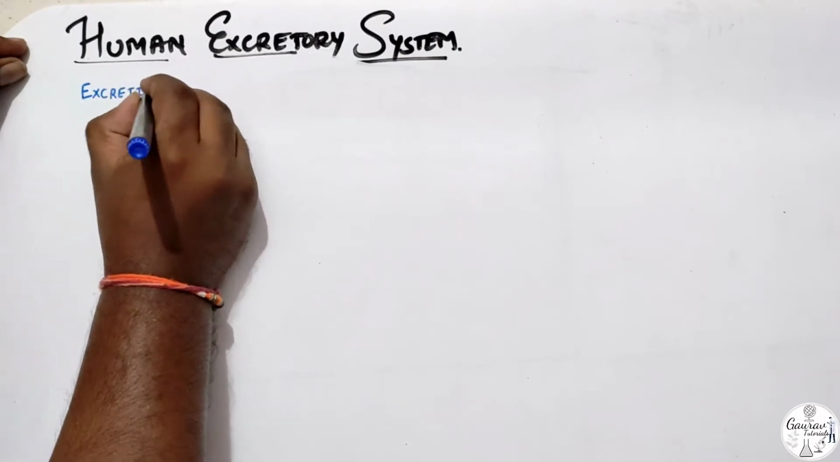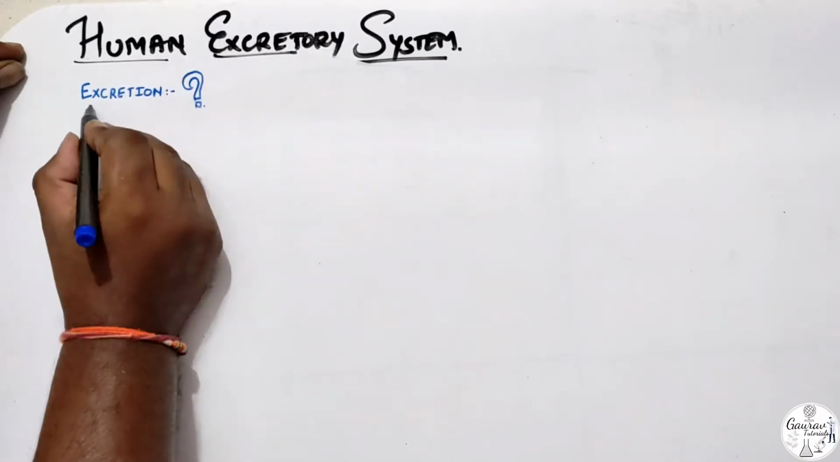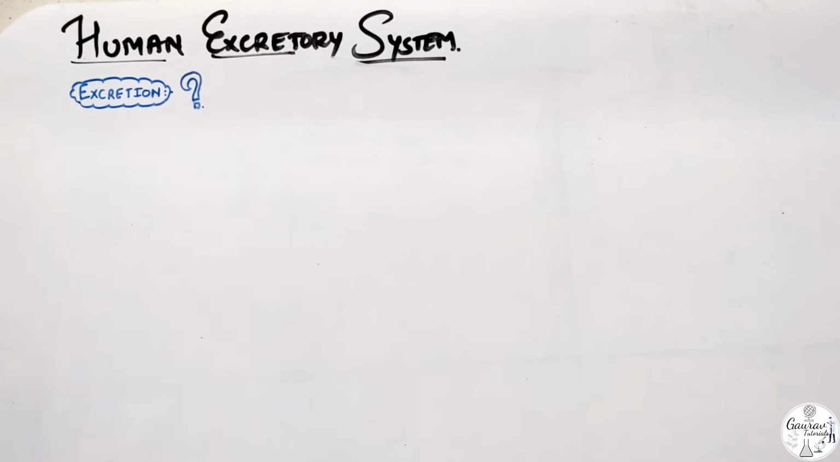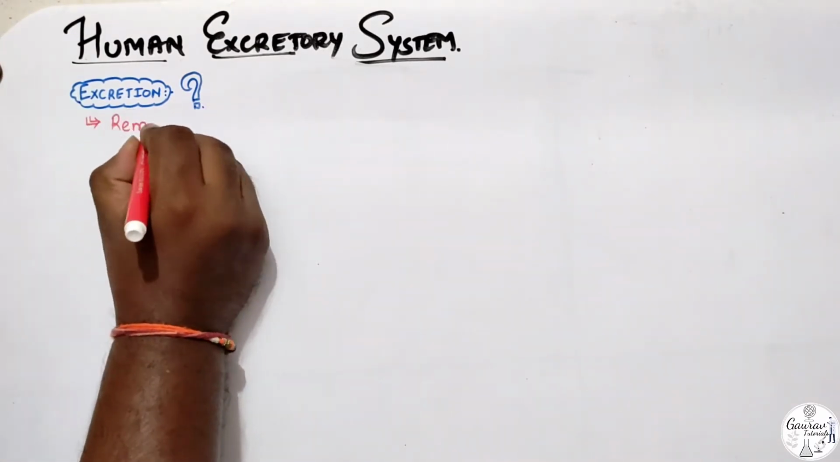In this video, we will be talking about the human excretory system. So one might ask oneself a question: what is excretion? Excretion is basically the removal of nitrogenous waste out of the body.